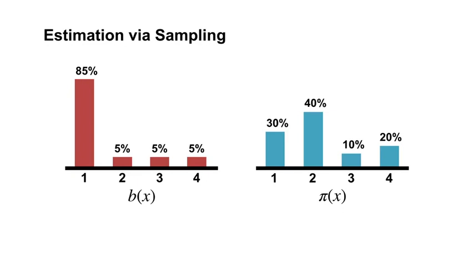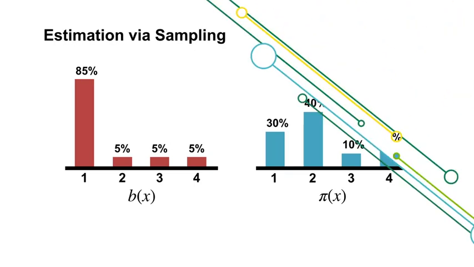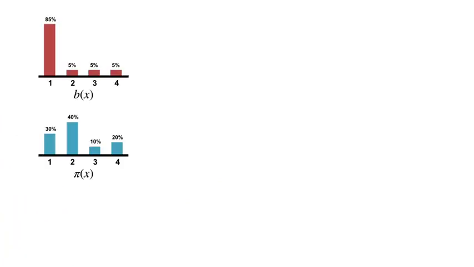Let's take a look at a small example of using importance sampling to estimate an expectation. We have two rather different distributions, b and pi. We'll draw samples according to b and try to estimate the expected value under pi. On the right, we'll keep track of our current estimate for the expected value under pi. For reference, we show the true expected value in the middle of the line.